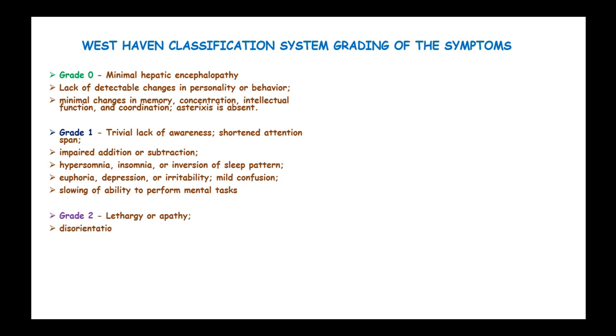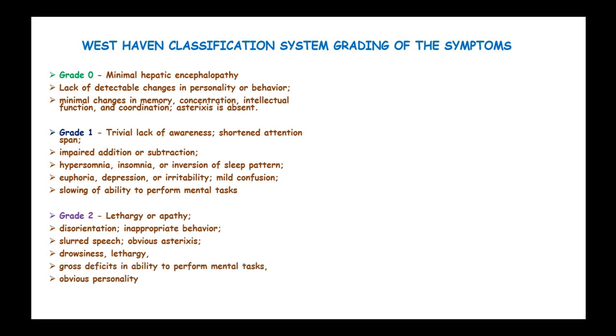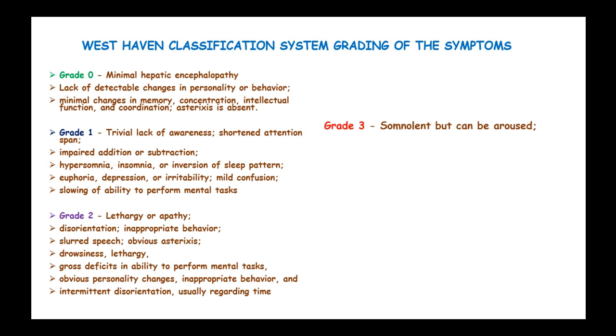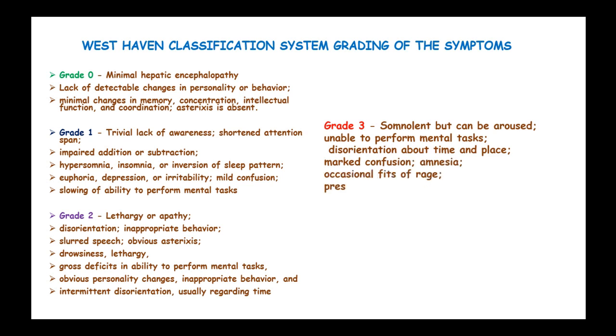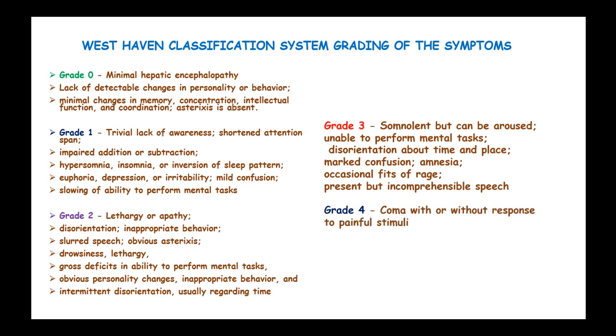In grade 2, there is lethargy or apathy, disorientation, inappropriate behavior, slurred speech, obvious asterixis, drowsiness, gross deficits in ability to perform mental tasks, obvious personality changes, and intermittent disorientation, usually regarding time. In grade 3, there is somnolence but can be aroused, inability to perform mental tasks, disorientation about time and place, marked confusion, amnesia, occasionally fits of rage, and present but incomprehensible speech. In grade 4, there is coma with or without response to painful stimuli.